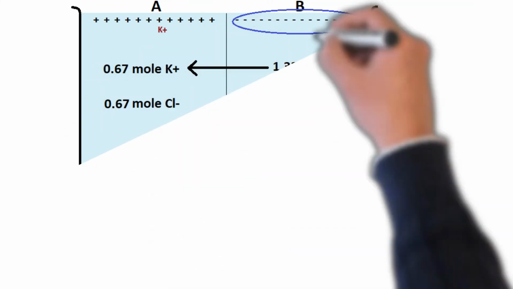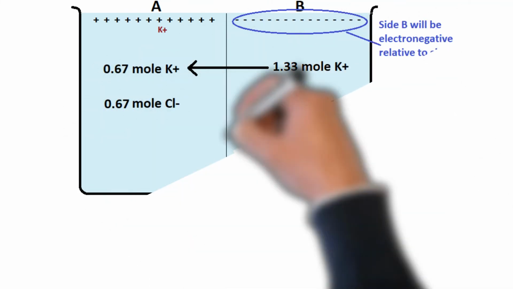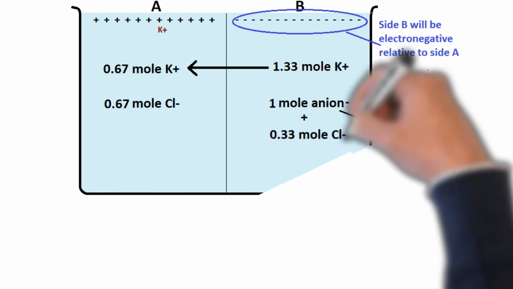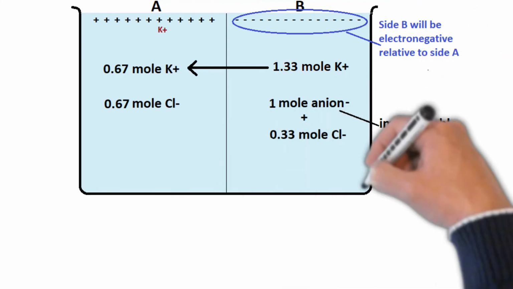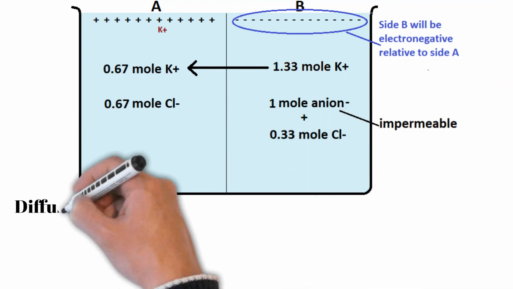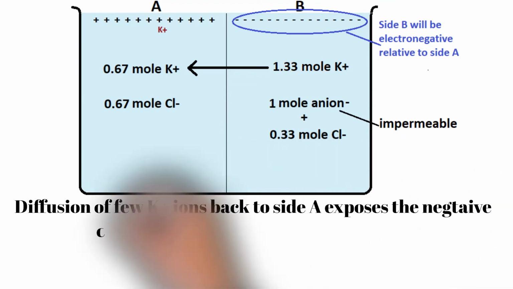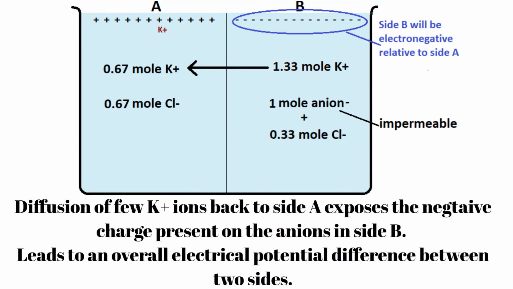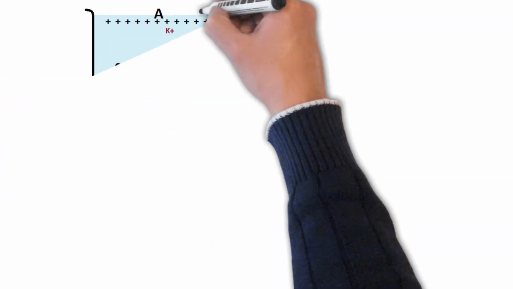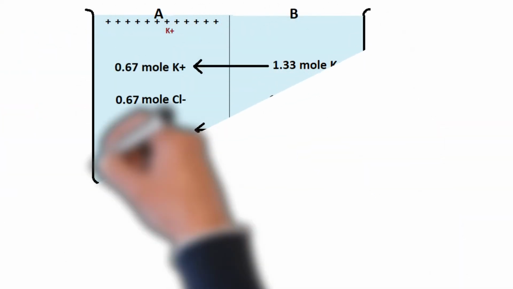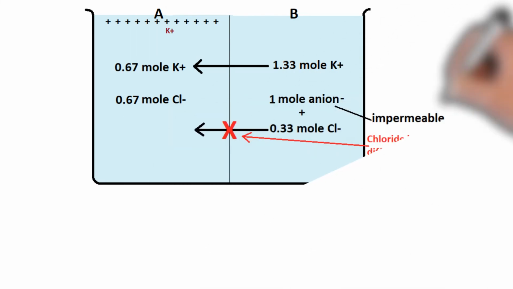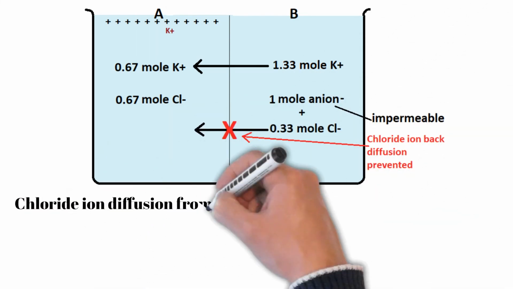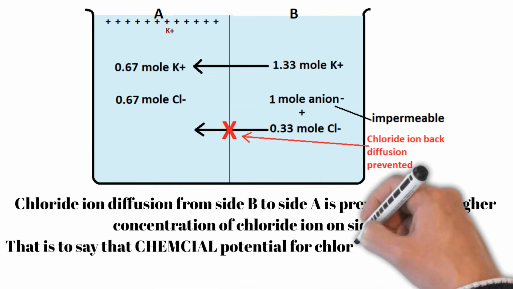This charge separation establishes a potential difference between the two sides that is positive on side A and negative on side B. Movement of potassium ions and the resultant positive charge on side A attracts chloride ion. However, no significant diffusion occurs because the chemical potential for chloride ion does not favor diffusion from side B to side A. A few implications of Gibbs-Donnan equilibrium are: 1.